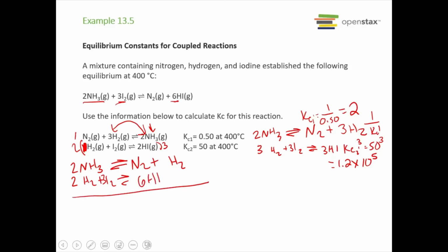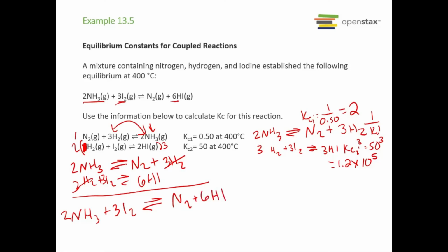So when we add these up, let's see, 2NH3, oh, that should be 3H2, and this should be 3H2 because it was multiplied times 3. There we go. So we can see these 3H2s cancel out. They're on opposite sides of the arrow. And that's the only thing that cancels. Then we get 2NH3 plus 3I2 goes to N2 plus 6HI. So, okay, good. We've shown that we've gotten back to our original equation.